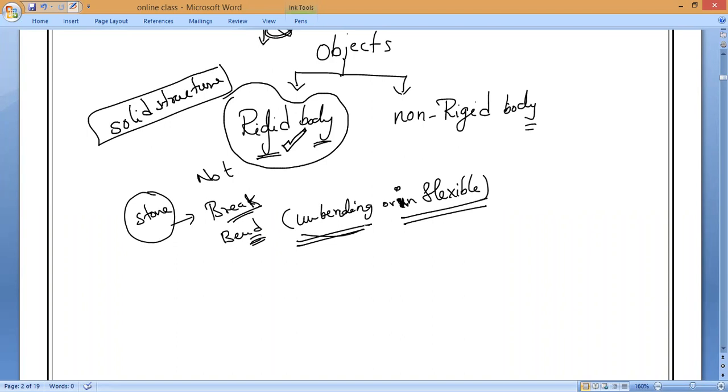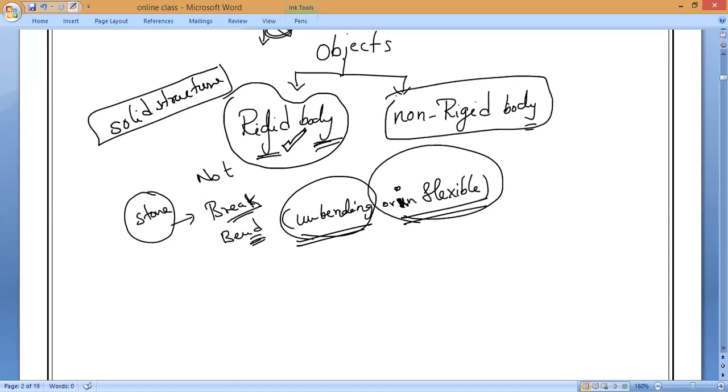Breaking we can, but unbending, inflexible. So which is not possible to bend, it is called a solid object, or we can say a rigid object. But all the solid objects are not rigid objects. Do you understand what I'm saying? So which is possible to bend.